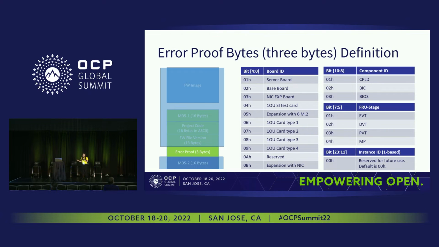And the second one is the component ID. The component ID is to identify whether the component is CPLD, BIC, or BIOS. And next one is the stage. The stage is very useful during firmware development because we might have compatibility issues between hardware and firmware. And currently, the instance ID is reserved.